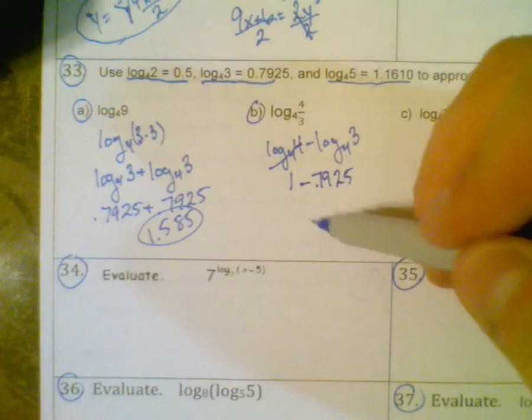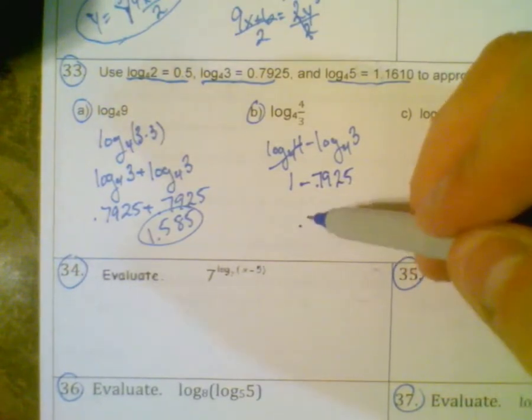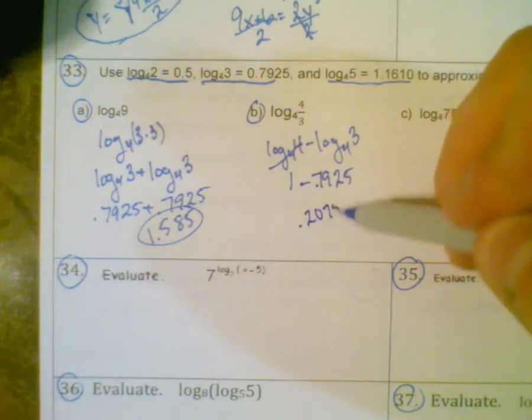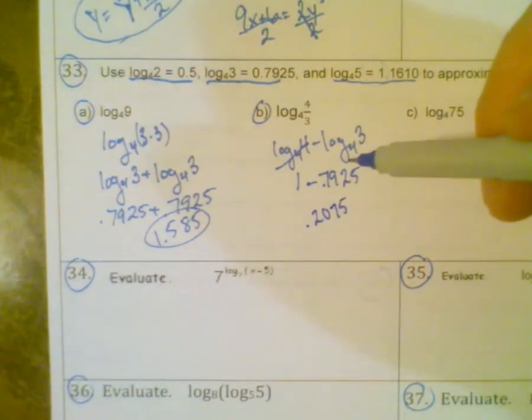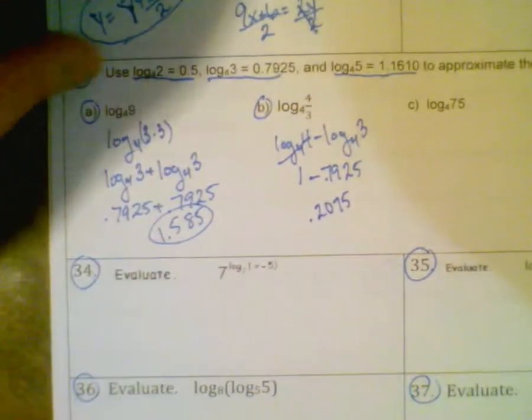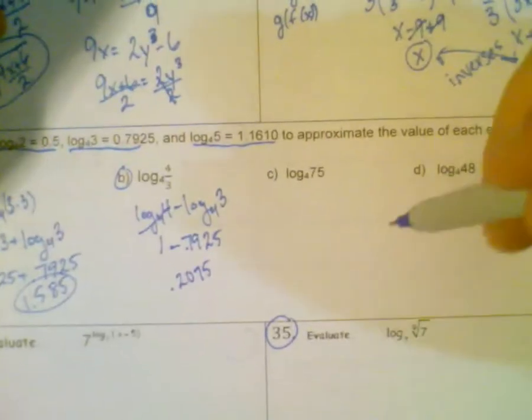0.7925. So that's going to be 0.2075. Verify with the calculator. Got it. Okay.